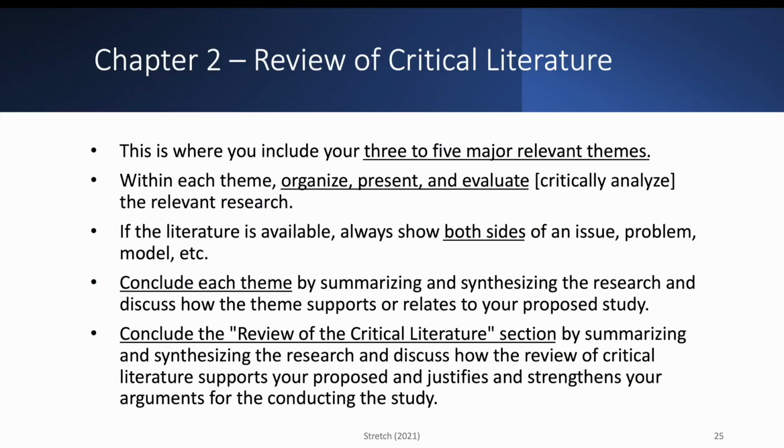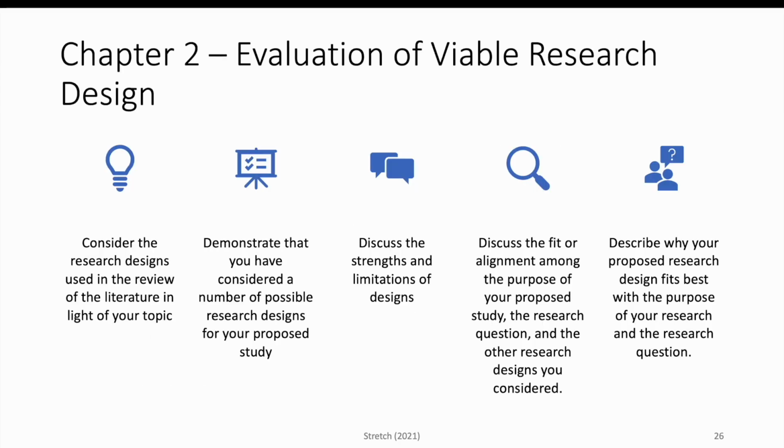Then you're going to go into your review of critical literature. You can actually do this first and then your theory, or you can do your theory first and then this. You can do it either way. I recommend 3 to 5 major relevant themes and what we know about those themes, right? And then you're going to conclude by synthesizing that and talking about how what you've learned through your literature review connects to what you're studying.